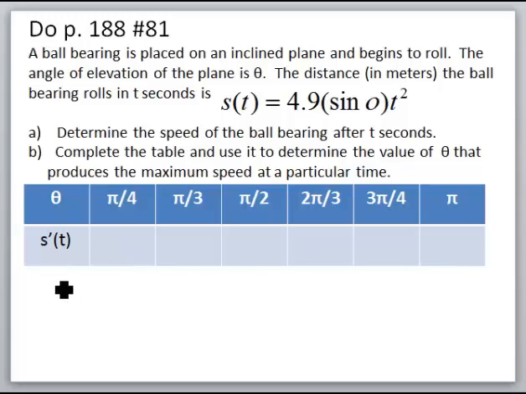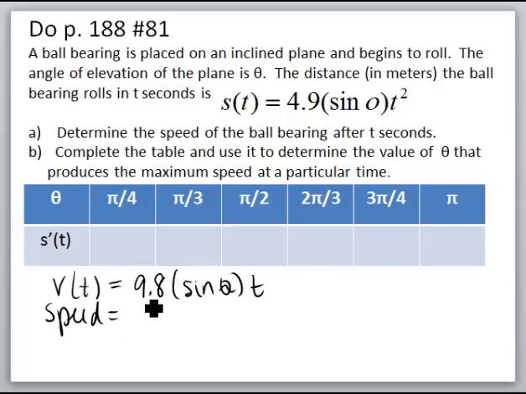We're just going to take the derivative, which gives me the velocity. That's 9.8 sine theta t. The speed of it is always the absolute value. So I've answered part A. Part B just asks you to complete the table and determine the value of theta that will produce the maximum speed at a particular time. So we don't even care how long we're going or for how many seconds it's going to happen. We just want to know where the maximum speed occurs.